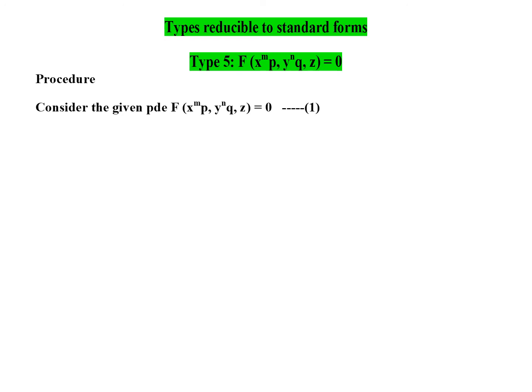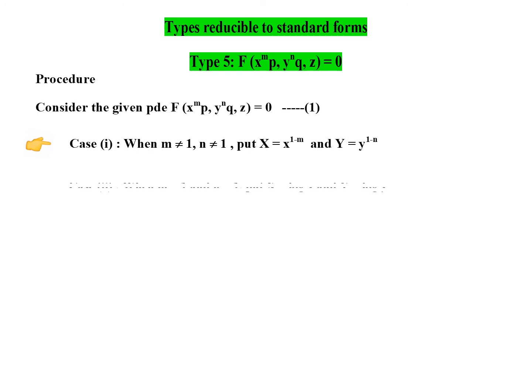First consider the given PDE and mark that as equation 1. We need to discuss this in two different cases. The first case, when m and n are not equal to 1, then we need to make the substitutions capital X equal to x^(1-m) and capital Y equal to y^(1-n). That is, we need to introduce two artificial or duplicate variables, capital X and capital Y.